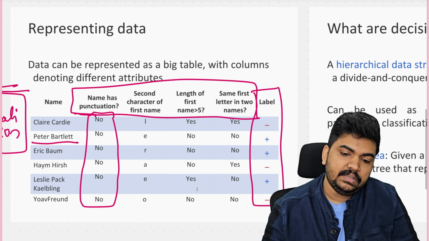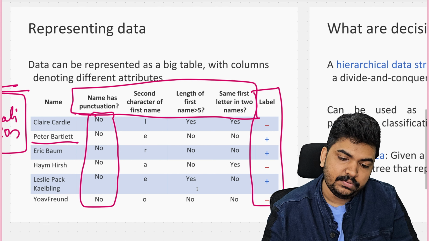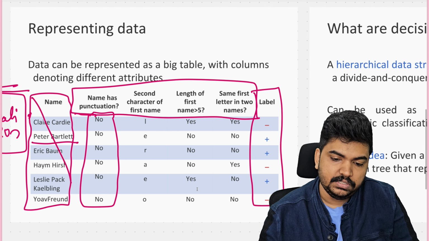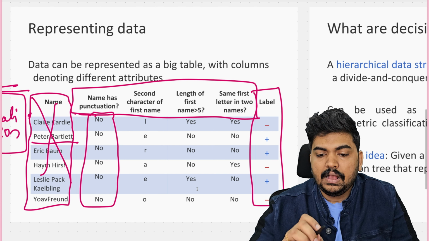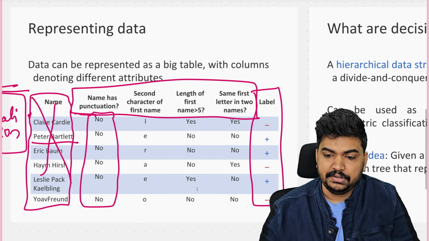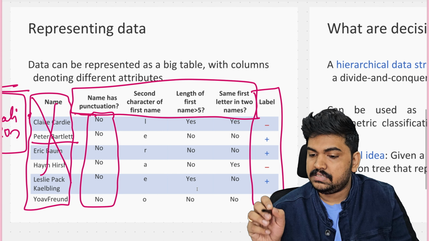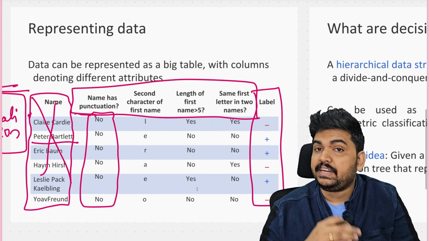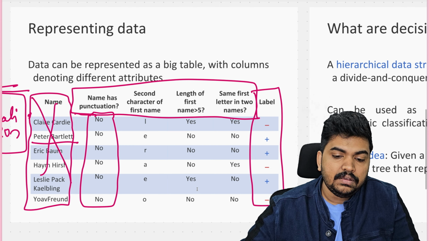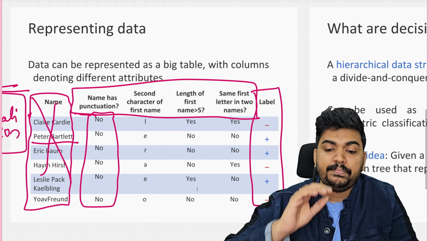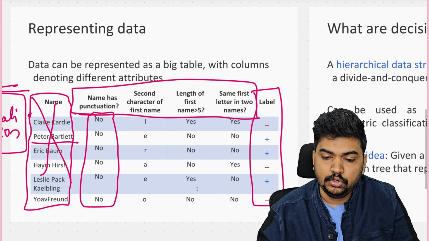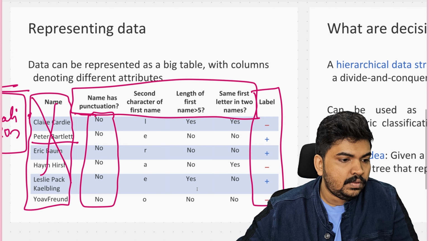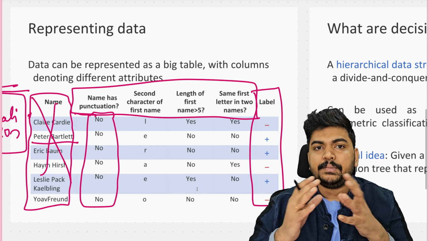So please note that this name column is not part of the features because it does not generalize. Instead, my input, which corresponds to Claire Cardi, reads as no, L, yes, yes, minus. Or my input representation that I will show the ML algorithm for Peter would be no, E, no, no. So now this is how the feature representation for the input is done.